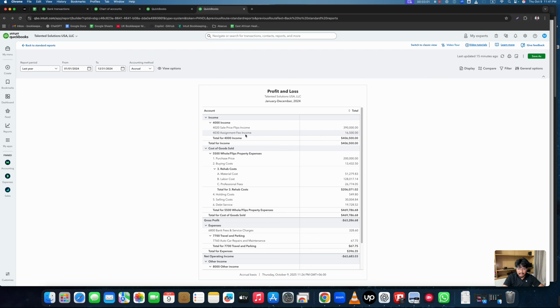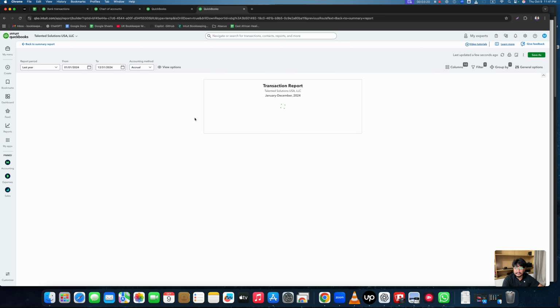And there was another income he had, the assignment fee income, that I recorded. And there was some loan taken when the owner received the payment. There was also a loan payment made, so he repaid the loan. I have made the journal for that as well.